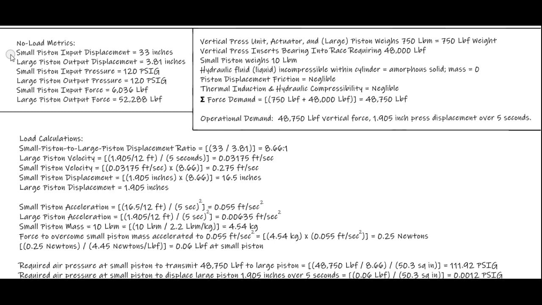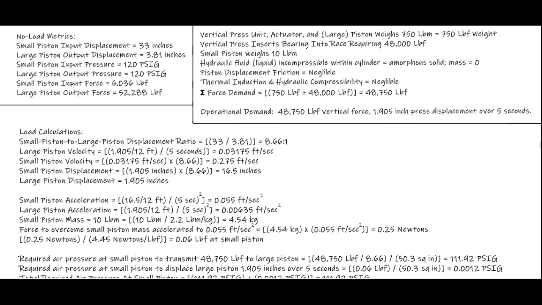Small piston input displacement 33. This is the maximum cycle operation maximum. So a large piston output 33.81. We have a constant pressure at both pistons, small and large, and then we have, of course, the force input and output of the piston. So we have the specifications listed for the application defined, and then we have a summation force of 48,750.